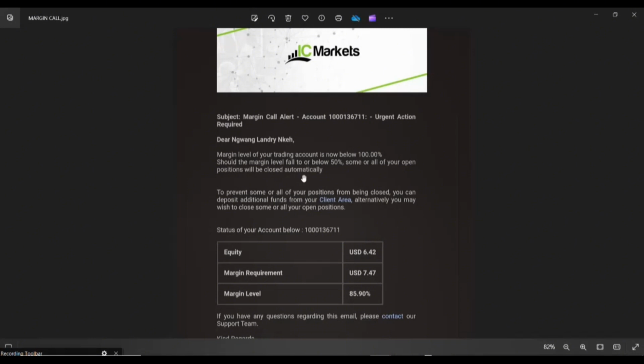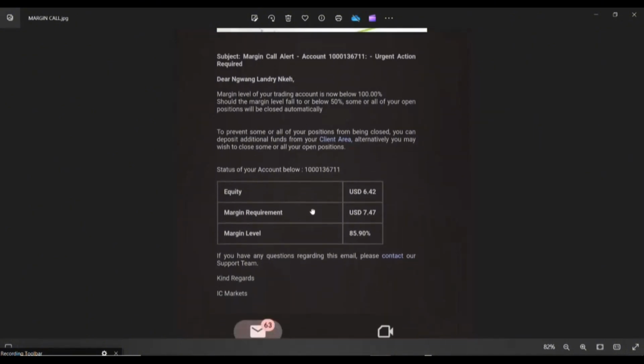You are below 50% of your margin. Our policy does not permit you to be in this trade again. If it continues to drop, you are going to close all your accounts and you will not be in this position again. So this is what it looks like.